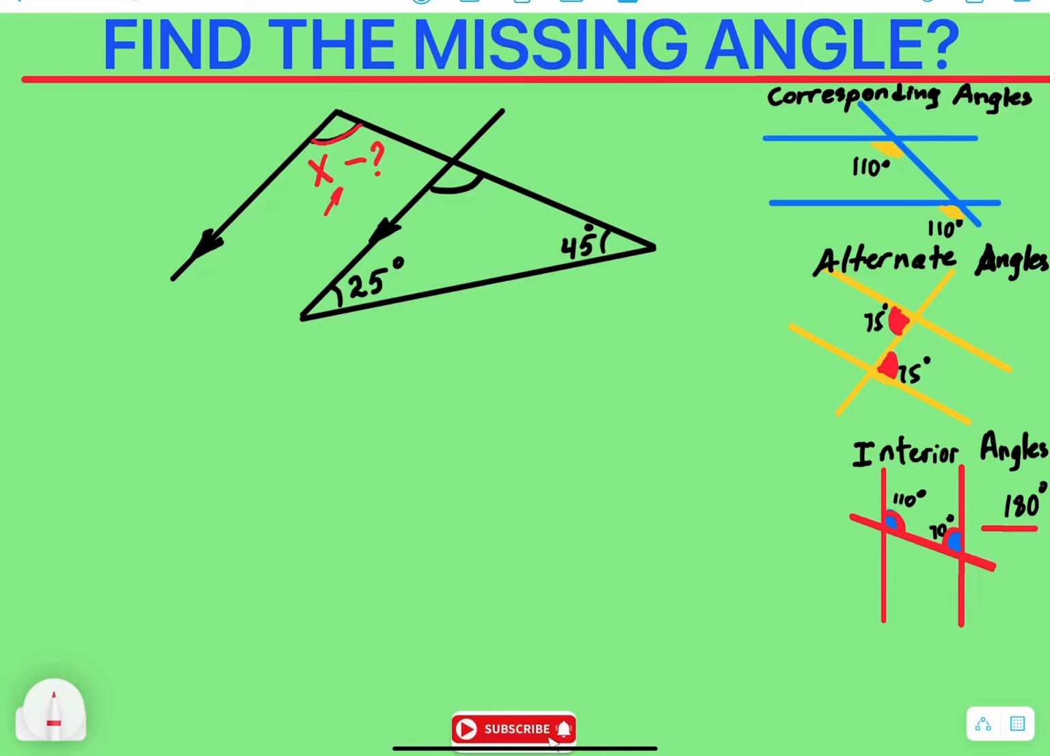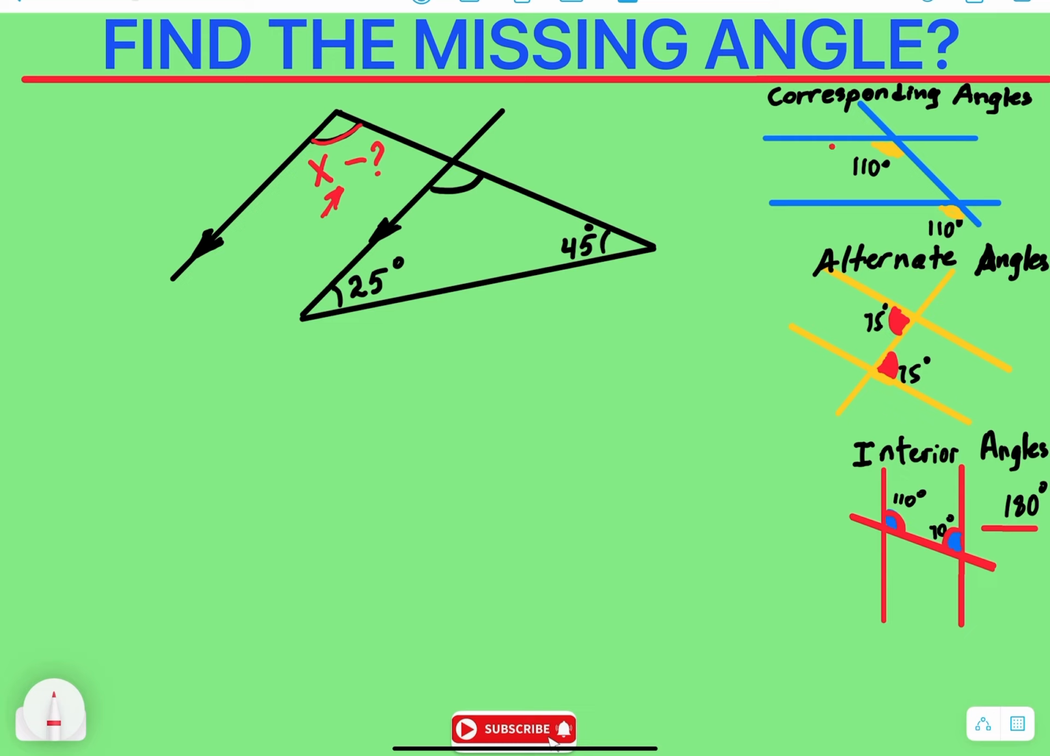Hi math lovers. We have to find the missing angle x here. When you see this picture, it reminds me of the rules of angles of parallel lines. That's why I would like to remind you of the rules.